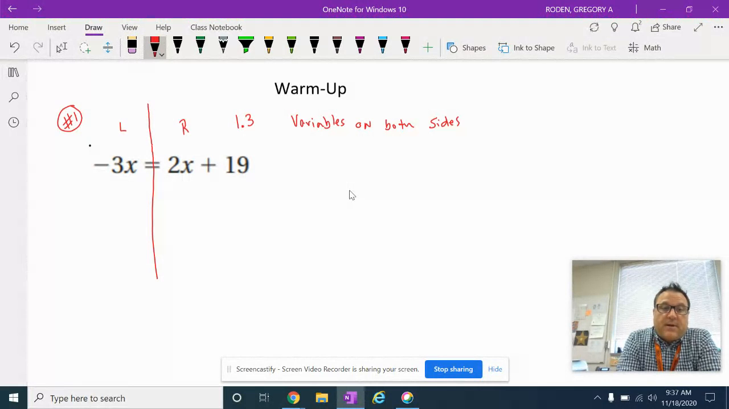Remember, we're only just talking about combining on each side. Now, can I combine 2x and 19? No way. That's just crazy talk, right? You can't combine something with an x and not an x. Okay, so the next step is going to be, I want to get variables all on one side.